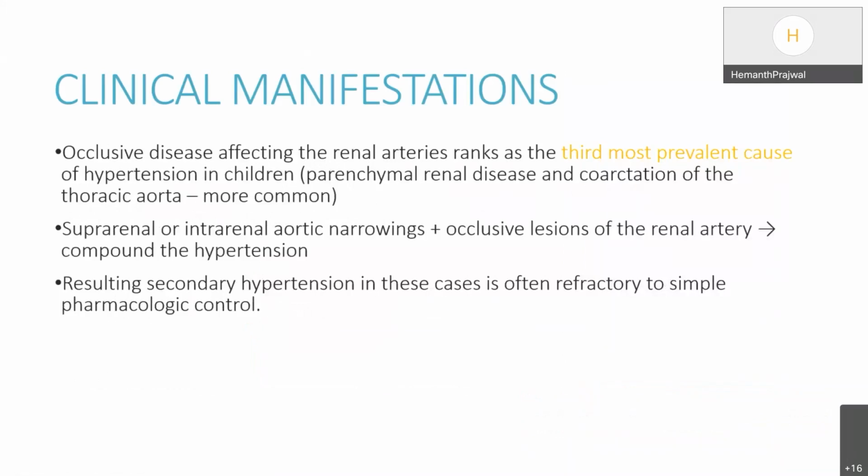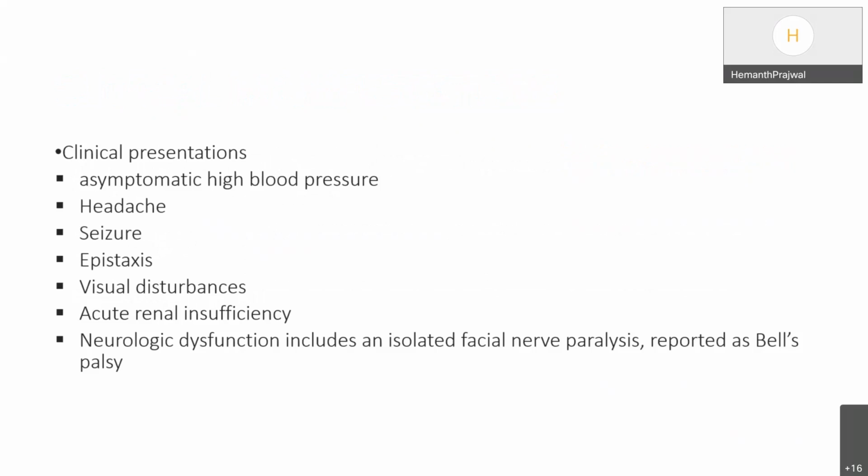The clinical manifestation of these patients usually is hypertension, and it is the third most prevalent cause of hypertension in children after parenchymal renal disease and coarctation of the thoracic aorta. The suprarenal or intrarenal aortic narrowings plus occlusions of the renal artery will compound the problem of this hypertension. The resulting secondary hypertension in these cases is often refractory to simple pharmacological control. The majority of these patients usually present with three or more antihypertensive medications, and yet the hypertension is not controlled.